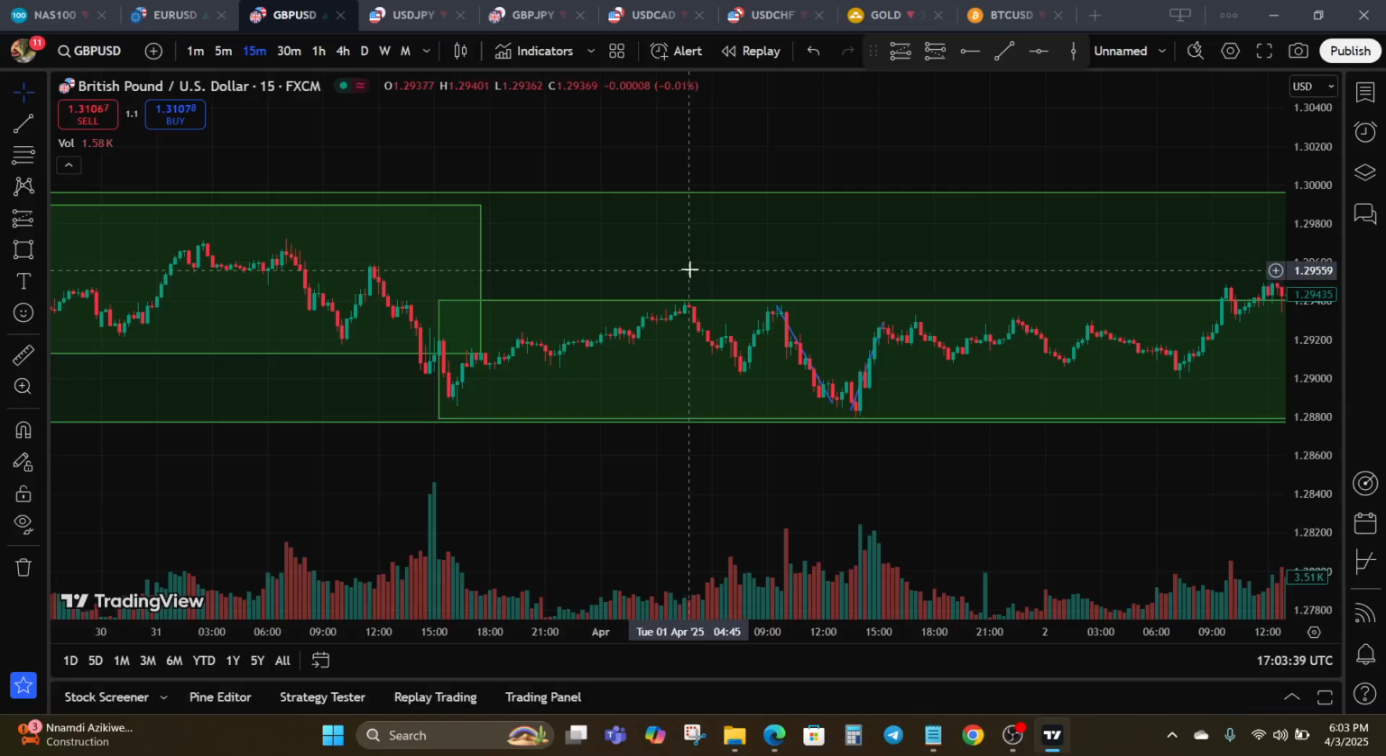Like the London and New York sessions, when GBPUSD tends to be most active. Now, to make sure that you are trading with precision, it's important to use the right indicators. Here are a few that can really help you confirm your scalping entries.